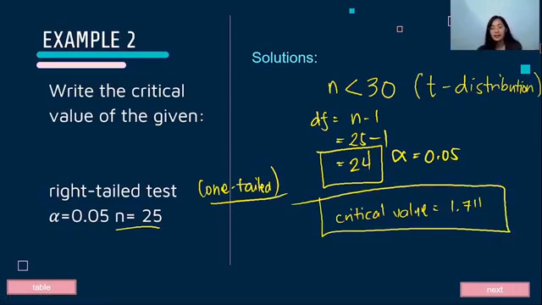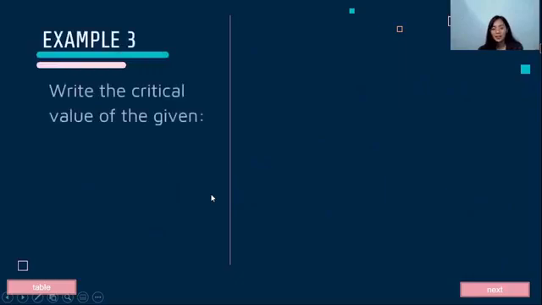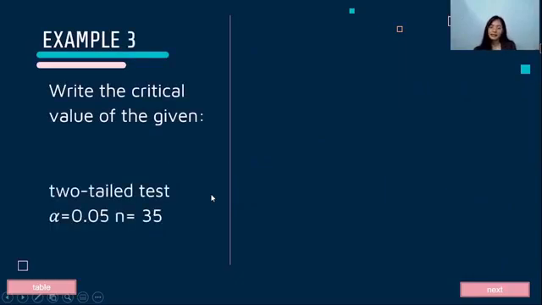In the next slide, for example number 3, you will be the one to answer. So get ready. For the given here, we have a two-tailed test with an alpha equal to 0.05 and a sample size equal to 35. So what do you think would be the critical value here? Notice that we have here n, which is greater than 30. So what is the appropriate distribution table to be used? What do you think?